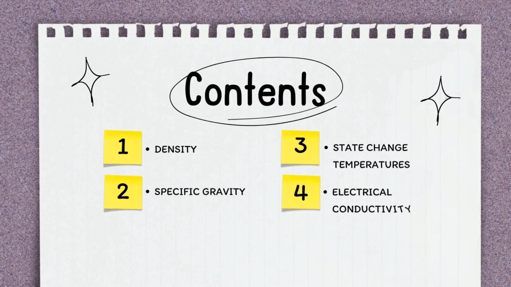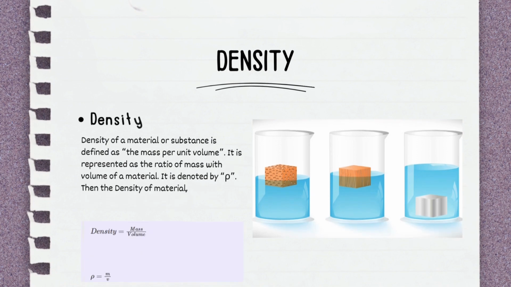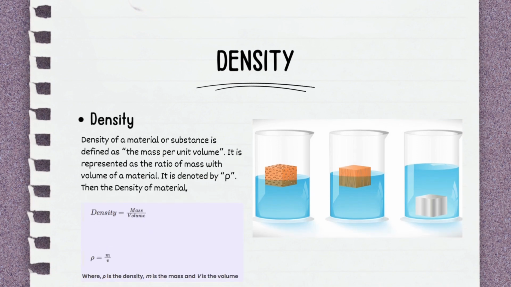In physical properties, there are many examples. Some of them are density, specific gravity, state change temperatures, and electrical conductivity. So let's discuss each example. First to discuss is density.